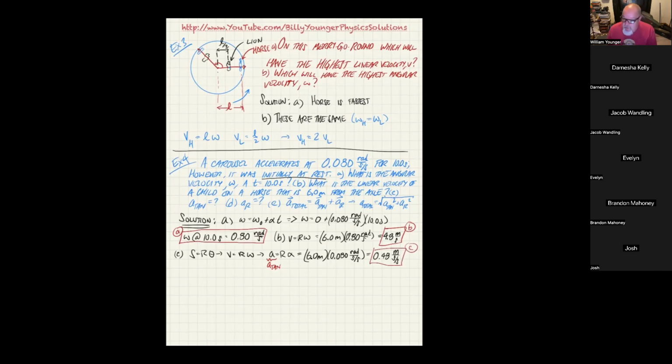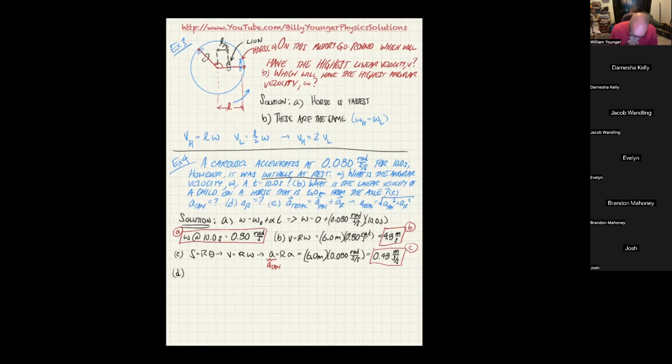And obviously, this would be speeding up. So if the object is going clockwise around the circle, then this would point in the clockwise direction at each little tangential point on the circle. And then part D, we can do that now. Part D, they want to know the radial part.